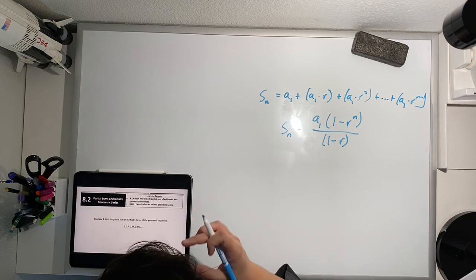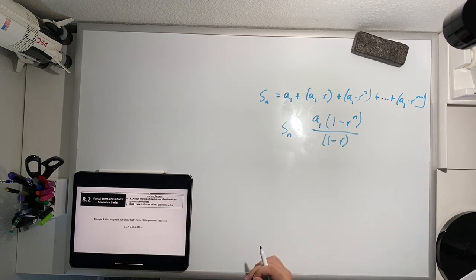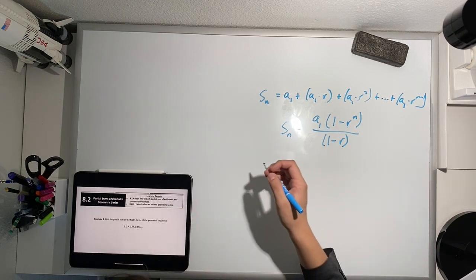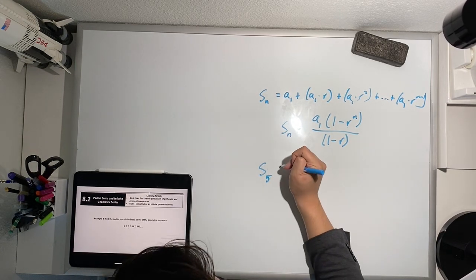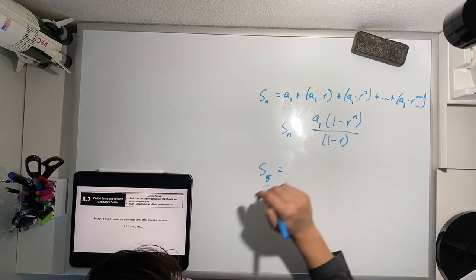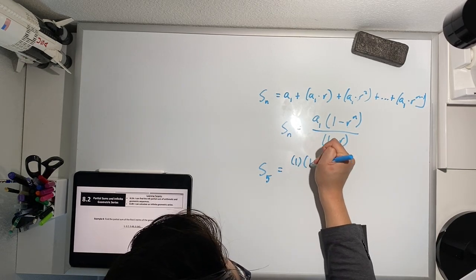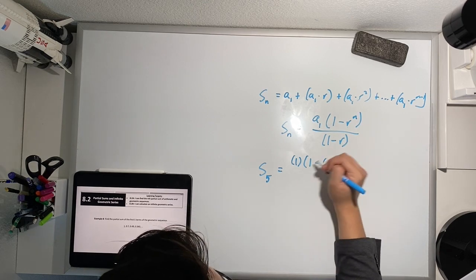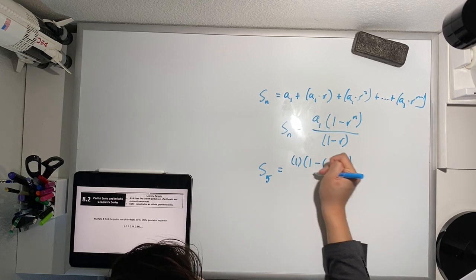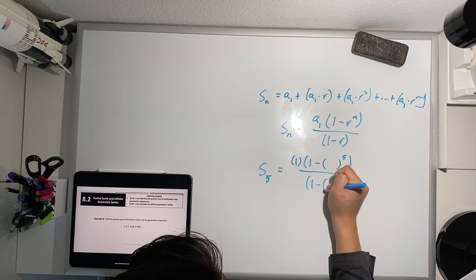Let's look at example 8. Find the partial sum of the first 5 terms of the geometric sequence. First 5 terms means we're looking for the 5th partial sum. The first term is 1. We need r to the nth power all over 1 minus r.